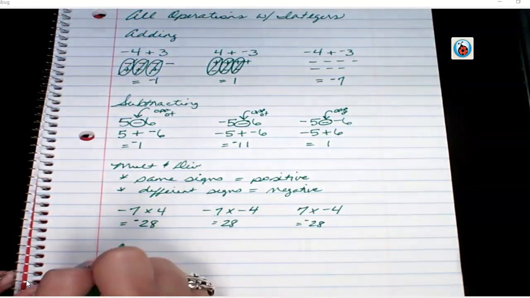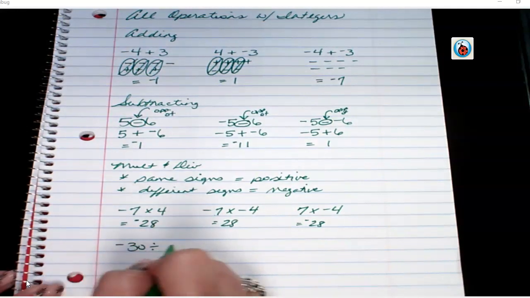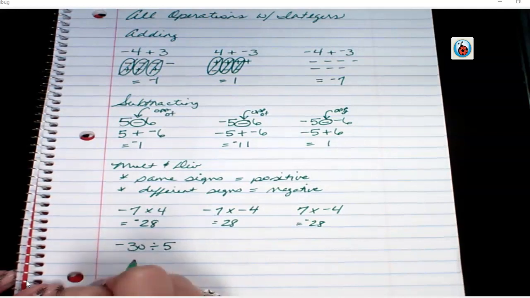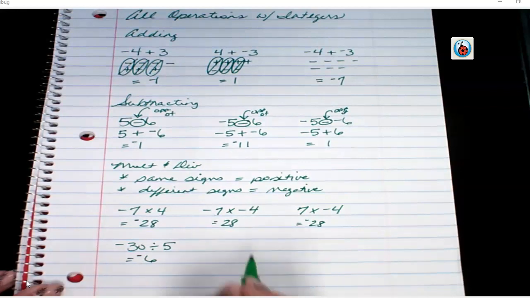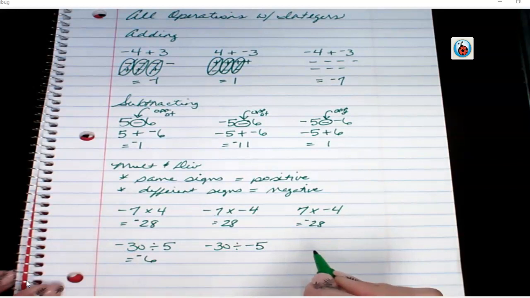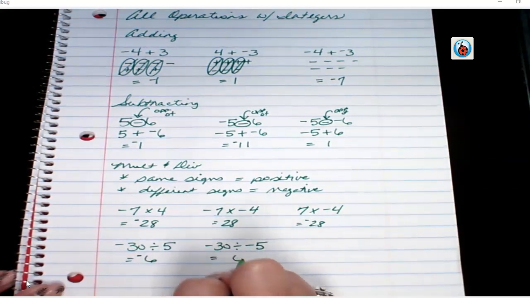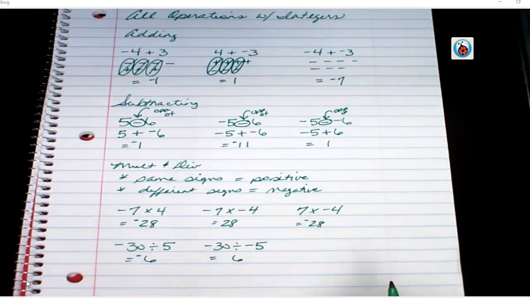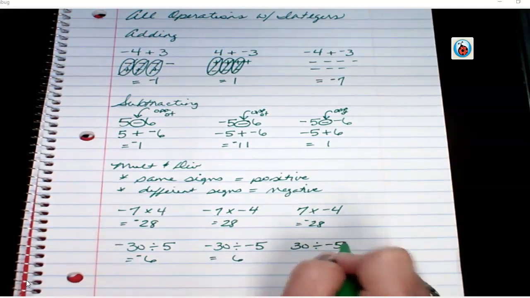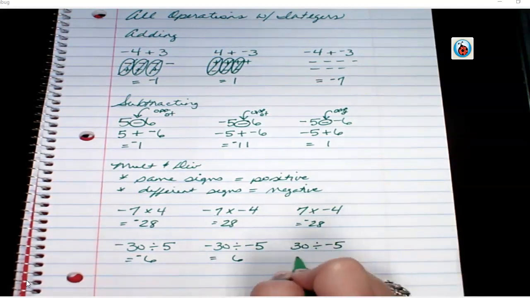When it comes to division, if I have negative 30 divided by 5, it's the same rule. 30 divided by 5 gives me 6. Different signs, so it's negative. Negative 30 divided by negative 5. 30 divided by 5 is 6. Same signs. You and your mom agree, it's positive. And then finally, if I have 30 divided by negative 5. 30 divided by 5 is still 6. Different signs, so it's negative.